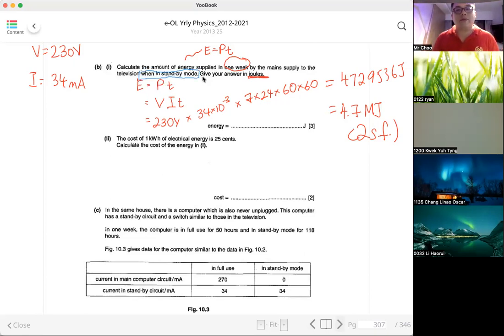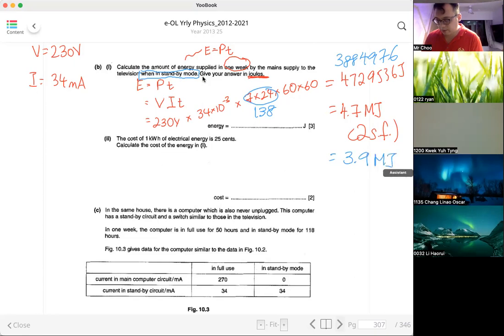If that is the case, we don't use this anymore. We use 138 instead. We use 138, then what is the answer? If you use 138, your answer will be 3884976. And your final answer will be 3.9 megajoule to 2 significant figure.